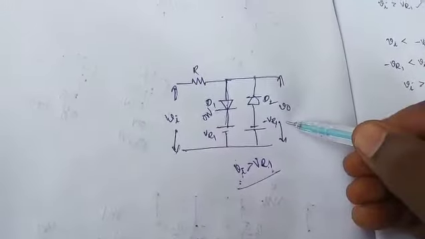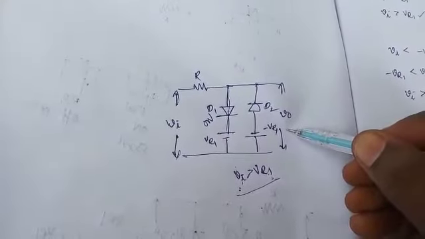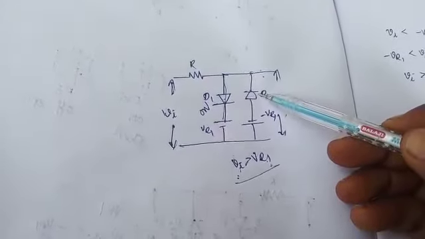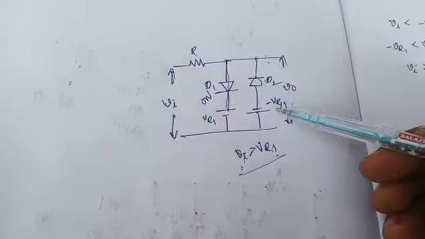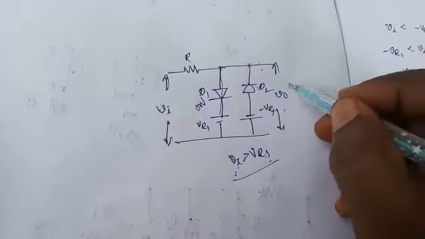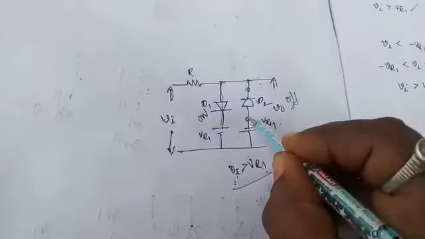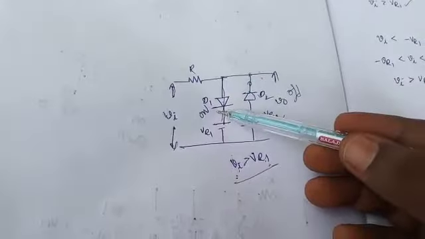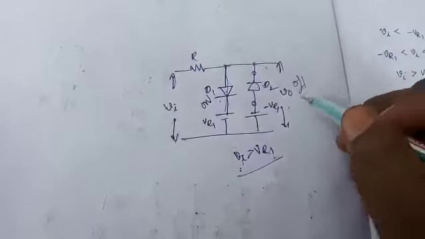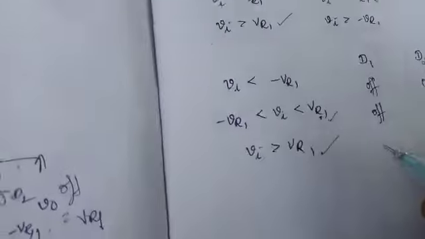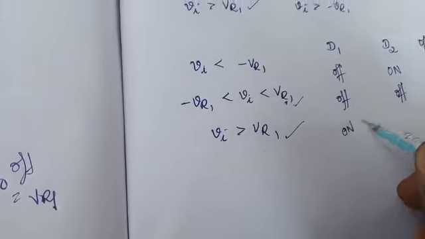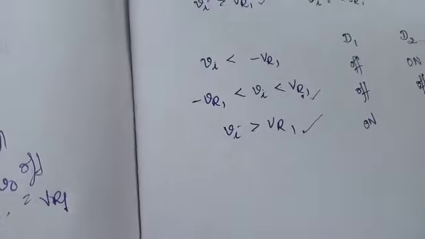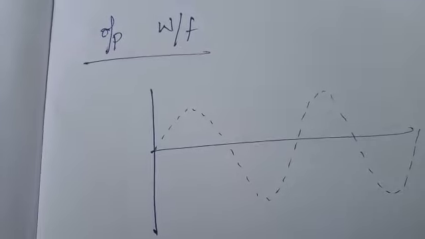Now coming to diode D2, the VR1 value is less when compared to Vi. So the more voltage Vi is connected to the cathode of diode D2, whereas the anode of D2 is connected to negative voltage. Diode D2 is in off condition, so it is acting as open circuit. The output voltage is the voltage across the short circuit terminal. Diode D1 is on, so it is a short circuit, and the output voltage is nothing but VR1.